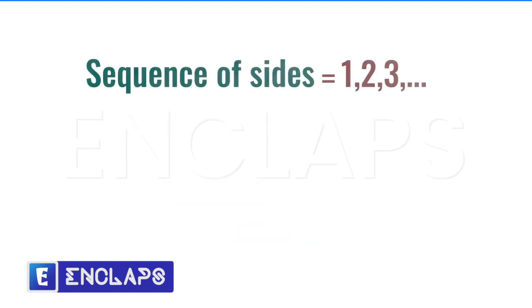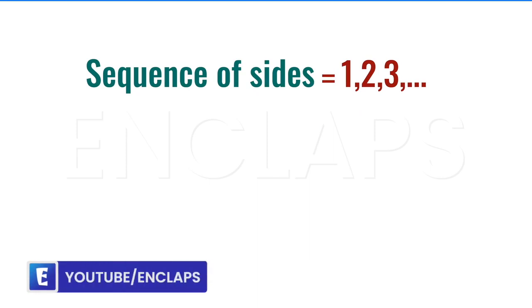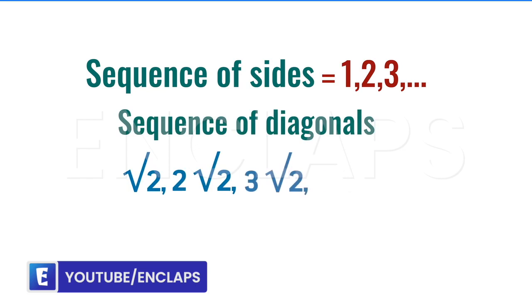Now consider the diagonals of the square. The first square has a side of 1 cm, then it will have a diagonal of root 2 cm if we apply the Pythagorean theorem. Similarly, the square having side 2 has a diagonal of 2 root 2 cm. So the sequence of diagonals can be written as root 2, 2 root 2, 3 root 2, 4 root 2 etc.